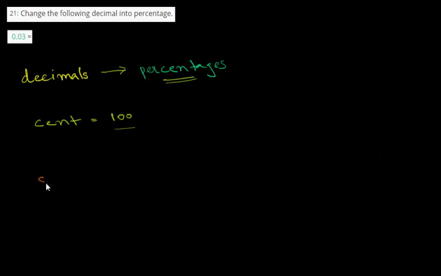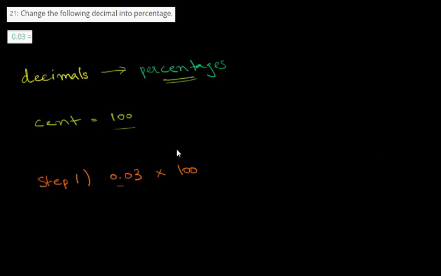The first step is to identify the operation that needs to be done in order to get to the desired result. So we need to convert the decimal into a percentage, which means we need to get rid of this decimal altogether. Now in order to do that, we need to multiply this with a number which would help us get rid of this decimal. So we'll multiply this by 100.